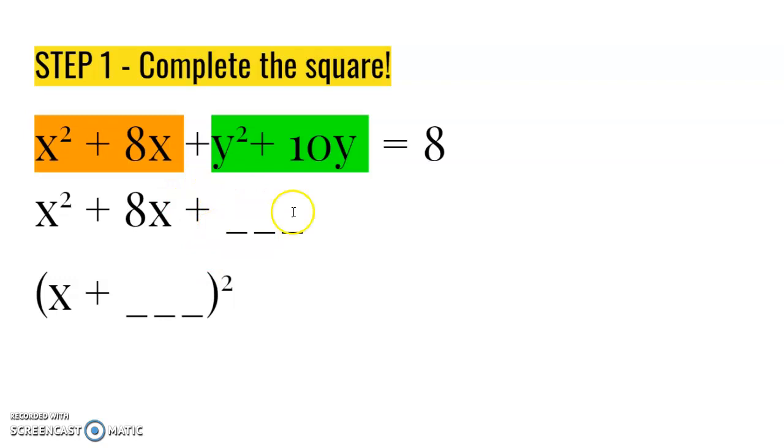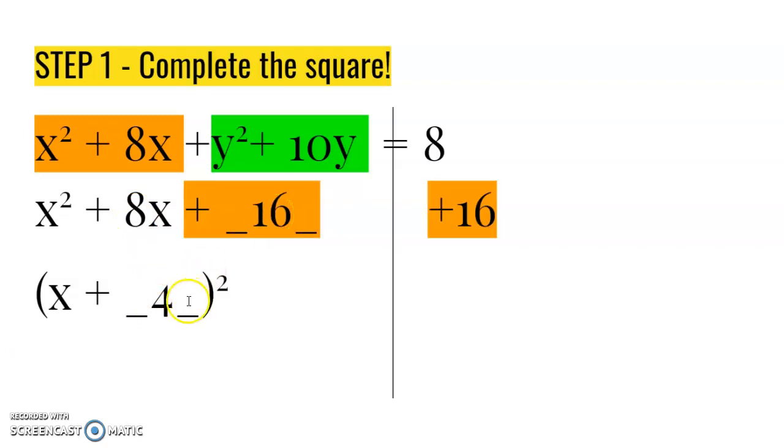How will we make this into a perfect square? What number do we need to add to x squared plus 8x to make it a perfect square? The trick we've learned is 8 divided by 2 is 4. 4 plus 4 is 8. 4 times 4 is 16, or 4 squared is 16. So we need to add 16 to both sides of our equation.